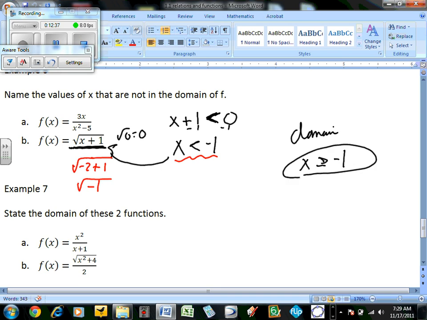This is how I write it. X is greater than or equal to negative 1. So it's got to be bigger. If I plug 0 in, 0 plus 1 is 1, and the square root of 1 is 1. So you can't have it negative. You got to figure out what would make your expression negative if you have a square root.